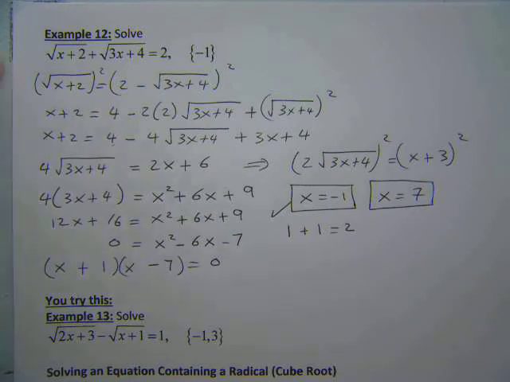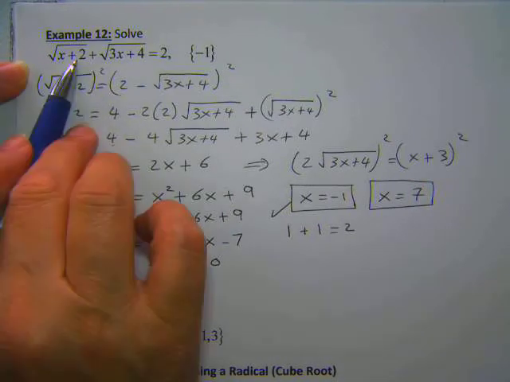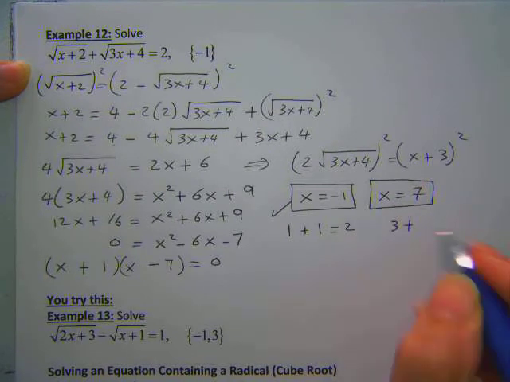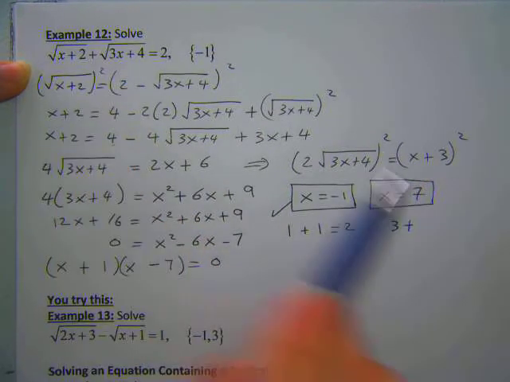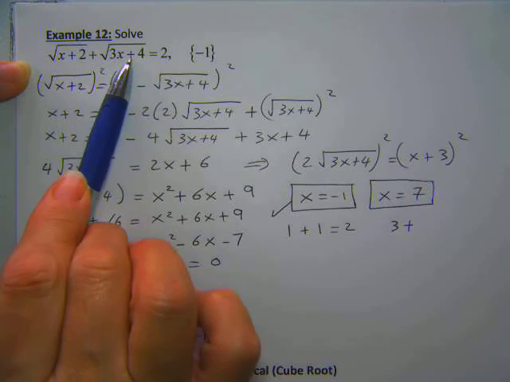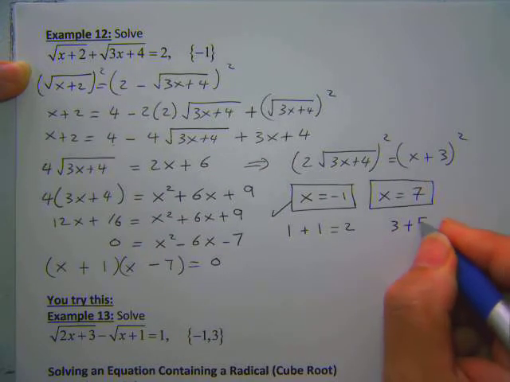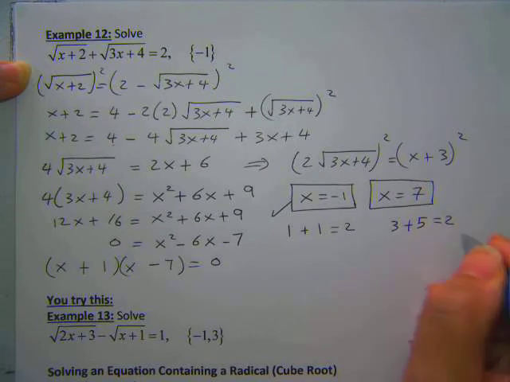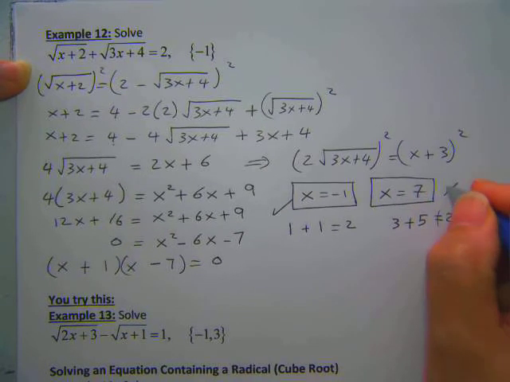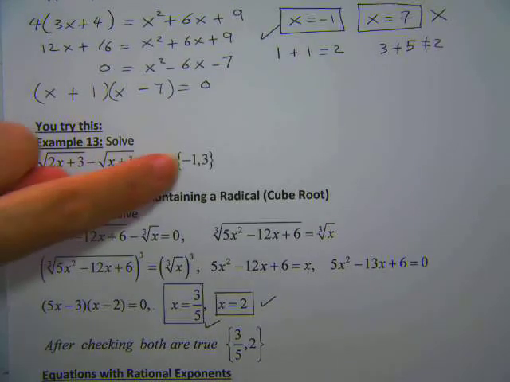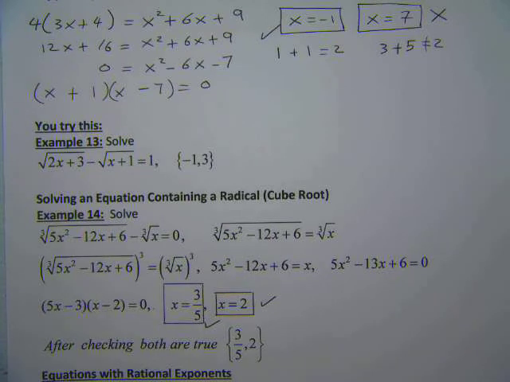Let's check the 7. Square root of 7 plus 2, which is 9. Square root of 9 is 3, plus the square root of 7 times 3 is 21. Add 4 is 25. The square root of 25 is 5. Is 3 plus 5 equal to 2? No, it's not. So we only have one answer. Please, I'll let you try this on your own. I gave you the answers for you to check. All right.